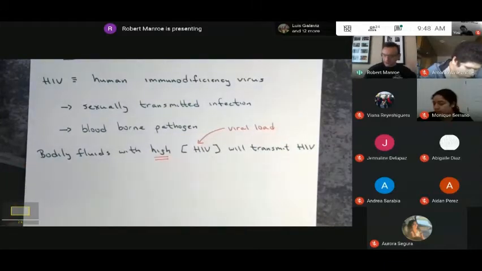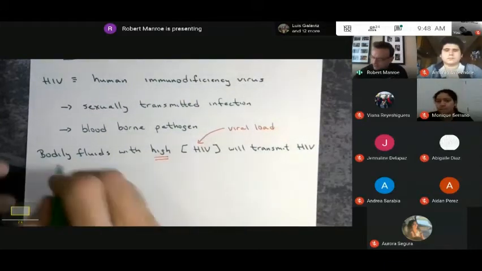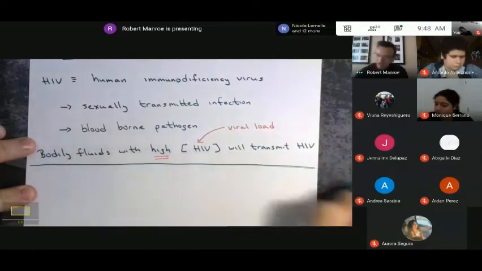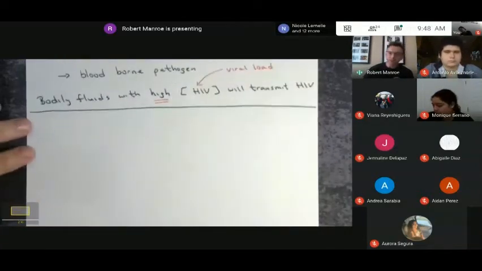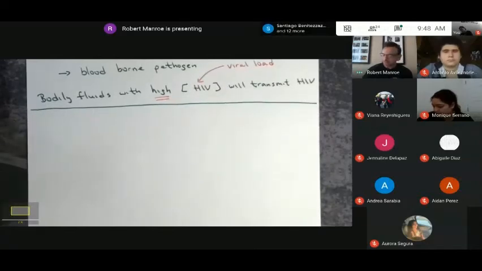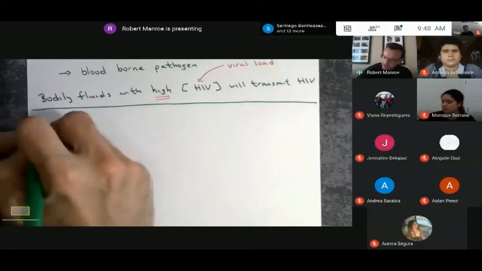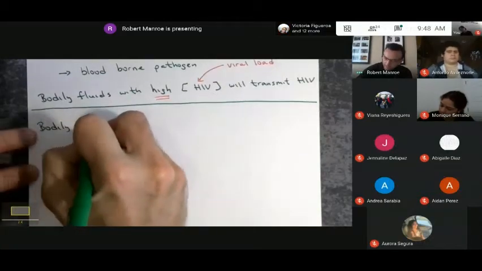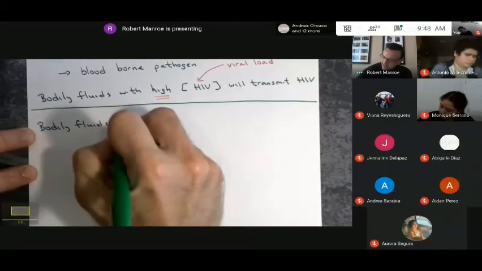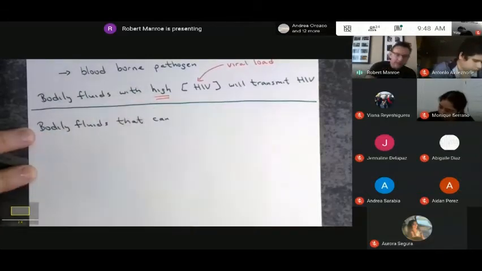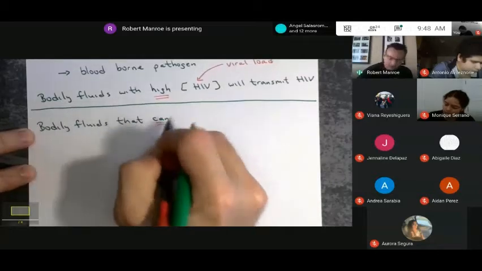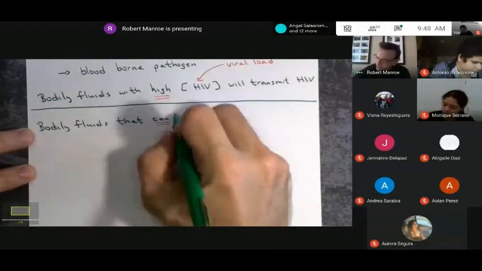Okay, so of course, we need you to be comfortable with what bodily fluids can and cannot transmit HIV through viral concentrations. So bodily fluids that can, and again, let's stress that, can, there it is, transmit HIV.